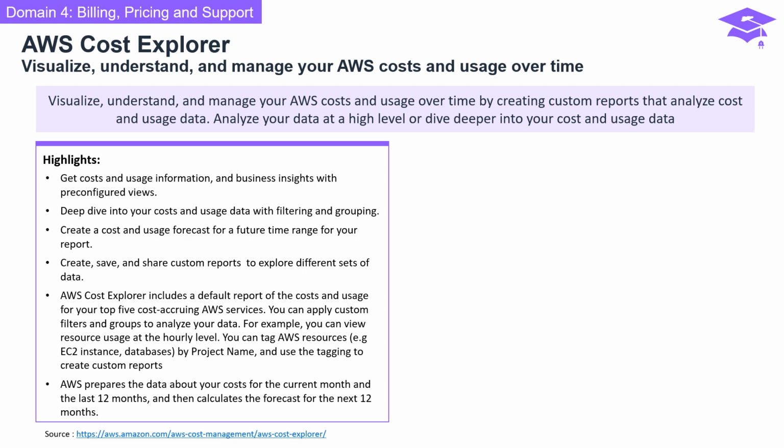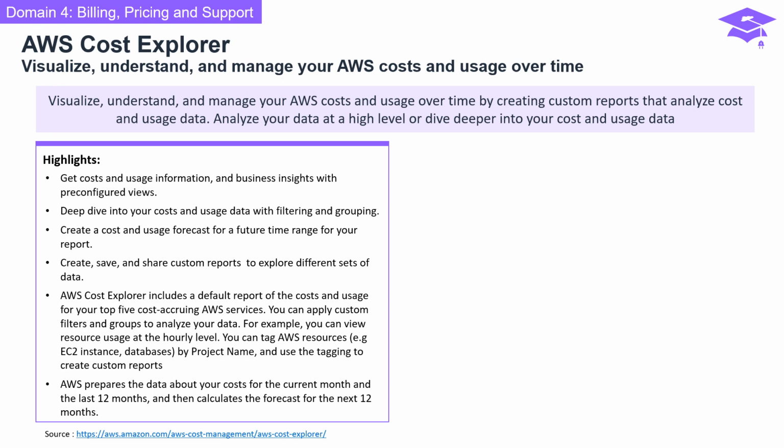AWS Cost Explorer comes with a default report showcasing the costs and usage of your top 5 cost accruing AWS services. However, you have the flexibility to apply custom filters and groups to analyze your data. For instance, you can examine resource usage at the hourly level and utilize AWS resource tagging to create custom reports based on project names. It's important to note that AWS prepares data about your costs for the current month and the last 12 months, providing a comprehensive overview. Additionally, AWS Cost Explorer calculates a forecast for the next 12 months, giving you valuable insights into future expenditures.